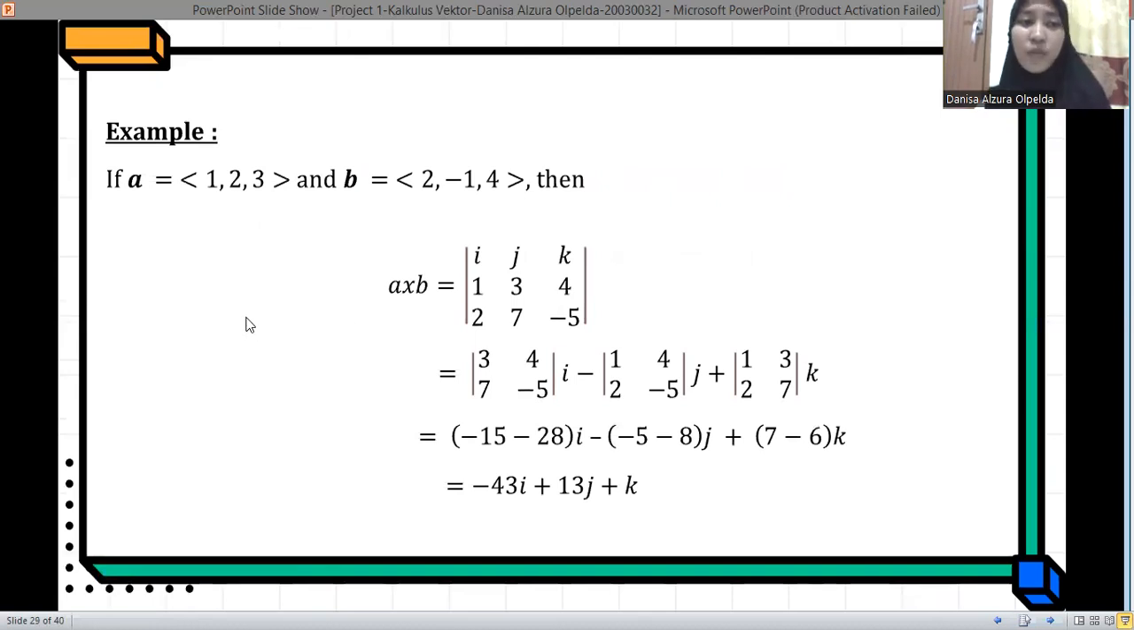Example: if A is equal to (1, 2, 3) and B equal to (2, -1, 4), then A cross B is the determinant with rows i, j, k; 1, 2, 3; 2, -1, 4. From the determinant of this, we get the result minus 4... 3i + 13j + k.